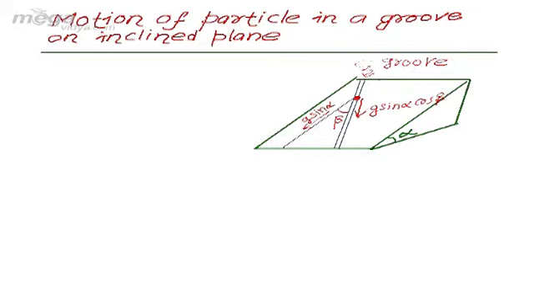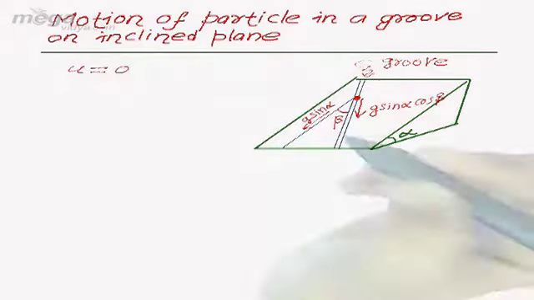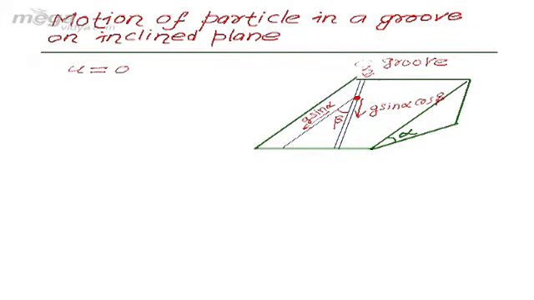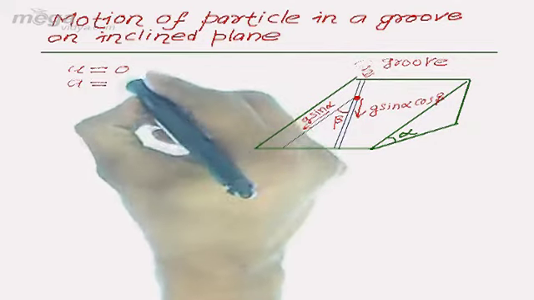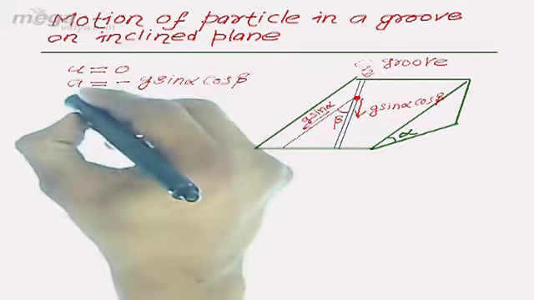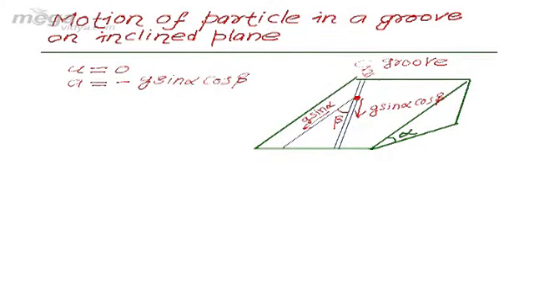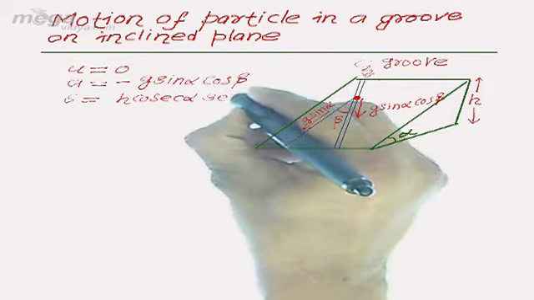To calculate the time taken by the particle to reach from the top of the groove to the bottom of the groove, we can take u equal to 0, because the particle is sliding from the top of the groove. So initial velocity is 0. Acceleration of the particle is downward, g sine alpha cos beta. Displacement can be written as h cosec alpha sec beta.